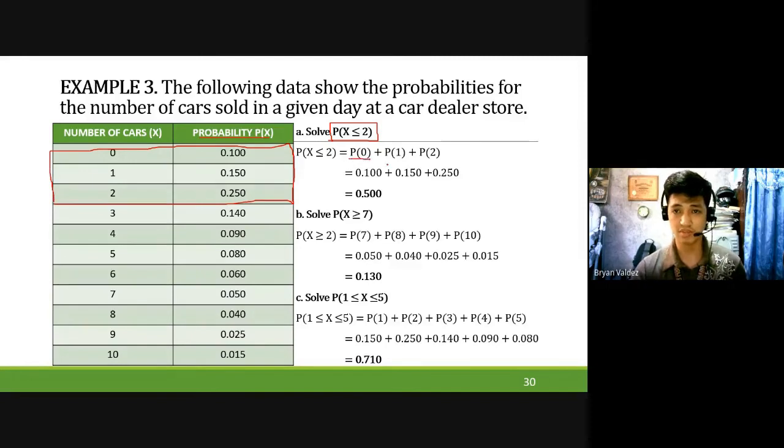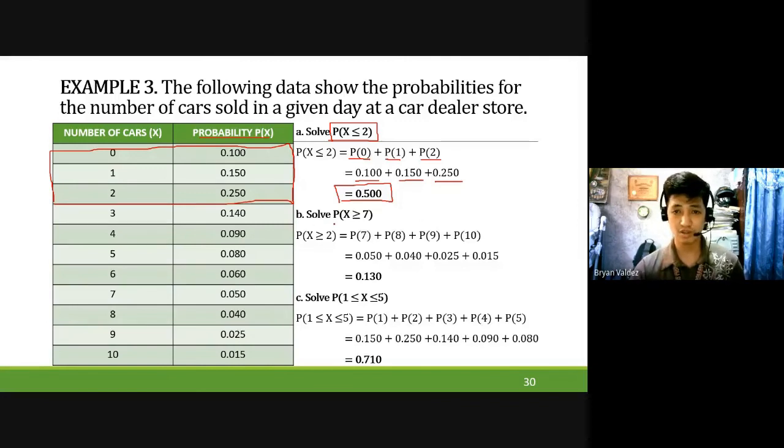Mapapansin natin, we have P of 0, P of 1, and P of 2. Kuhanin lang natin yung equivalent probability, that is, for P of 0, that's 0.100. For P of 1, that's 0.150. P of 2, that's 0.250. Then get the sum, that will give you 0.5 or 0.500.